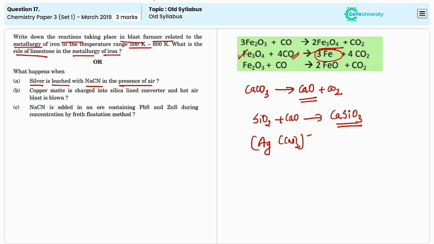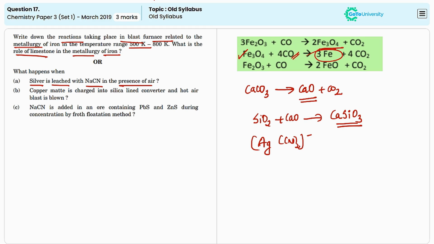The second one is copper matte is charged into a silica lined converter and a hot air blast is blown. Iron sulfide undergoes roasting to iron oxide, which combines with silicon dioxide to produce slag, whereas copper sulfide on roasting is producing copper oxide, which on reduction is producing copper.